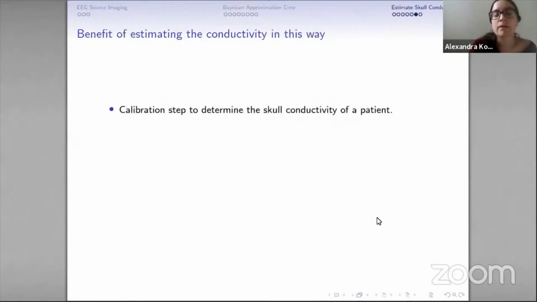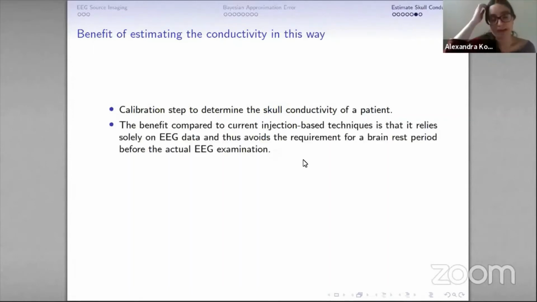The benefit of estimating this single value of bulk conductivity is that it can be used as a calibration step for the patient under examination. The good thing about using EEG recordings to estimate this skull conductivity, instead of, for example, injected currents, is that we don't disturb the brain.